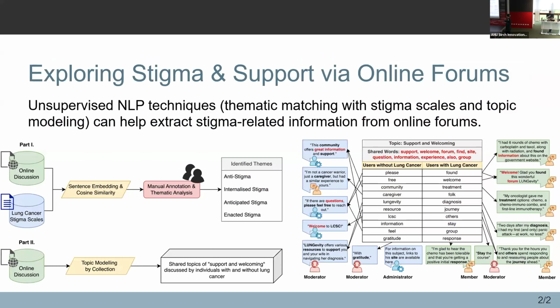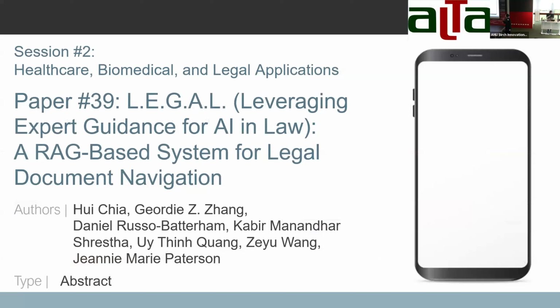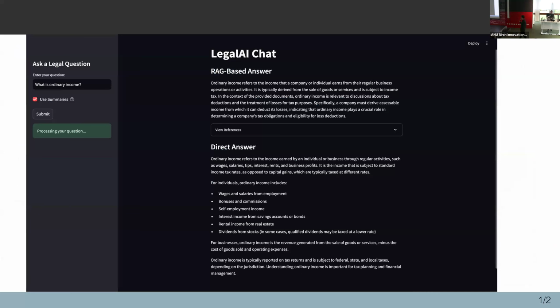So, can we identify stigma-related content online and enhance our understanding and knowledge of this field? The answer is yes. We found that unsupervised NLP techniques can help extract stigma-related information from online forums. What we did was we used sentence embeddings and compared the cosine similarities between online discussions and lung cancer stigma scales and found stigma-related content. And we also identified information related to support. Thank you. I'm Jordi, presenting on behalf of my team.